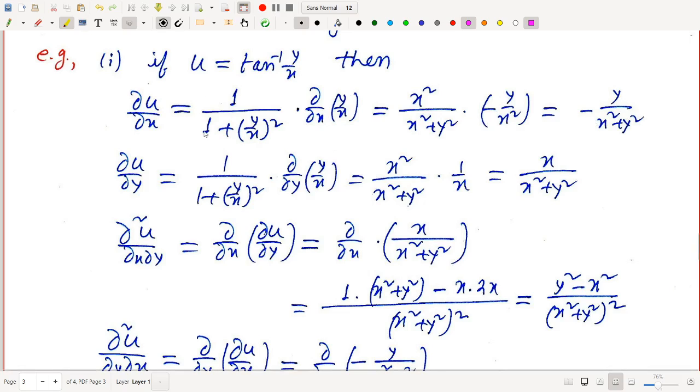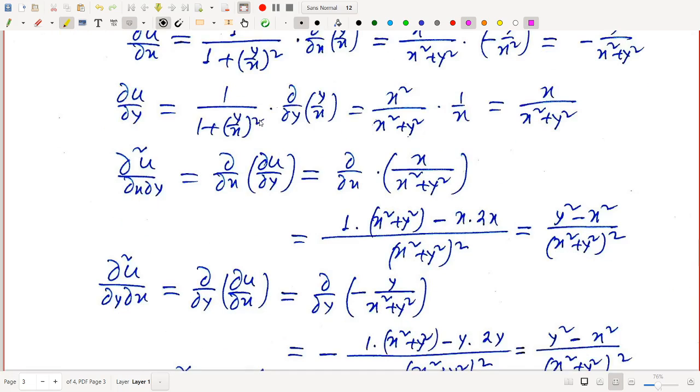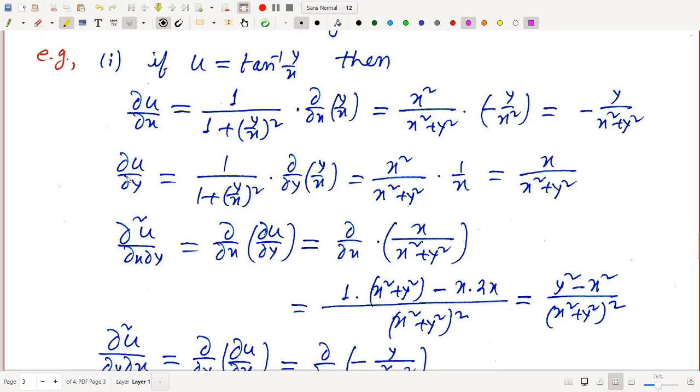Partial derivative del u by del x. See, the derivative of tan inverse y by x is 1 by 1 plus y by x square into the derivative of y by x, but with respect to x, partially, keeping y constant. Okay, now if we want to find del u by del y, then again the derivative of tan inverse y by x will be 1 by 1 plus y by x square into the derivative of y by x with respect to y this time. So the derivative of y by x with respect to y will be 1 by x. Why? Because the derivative of y with respect to y is 1 and x is constant. So this is the answer in this case, del u by del y.